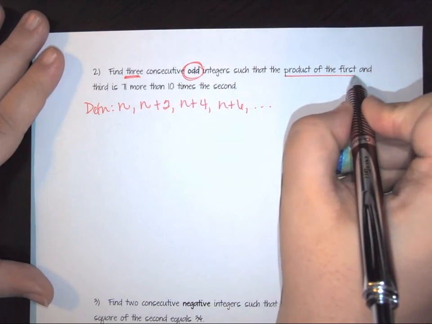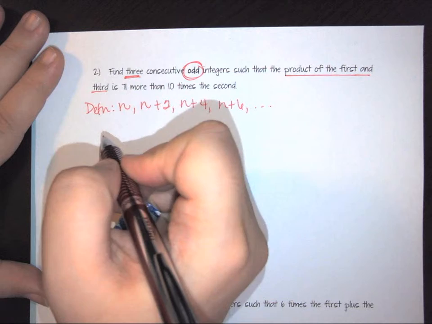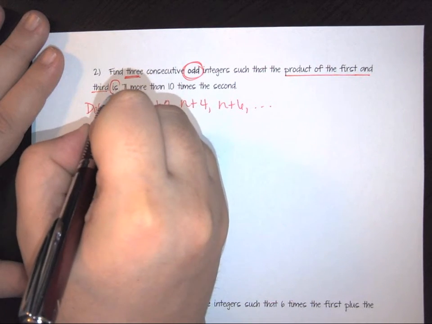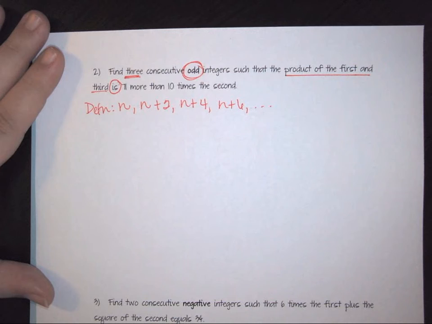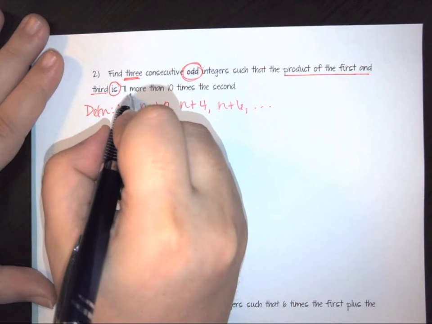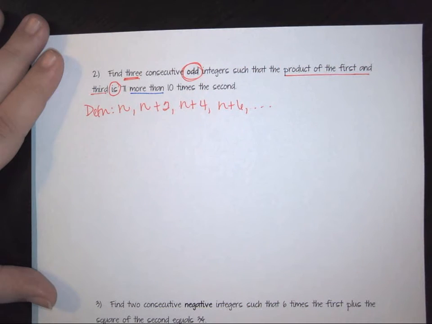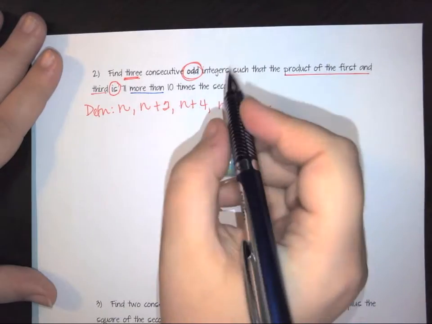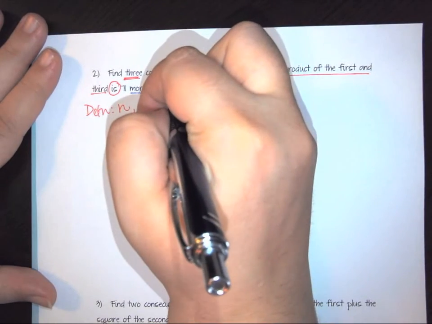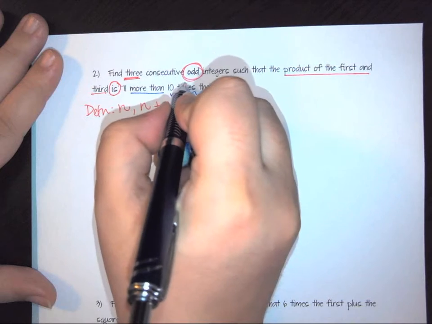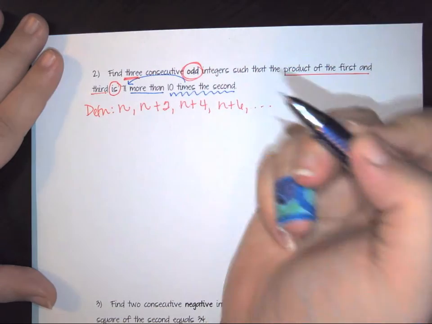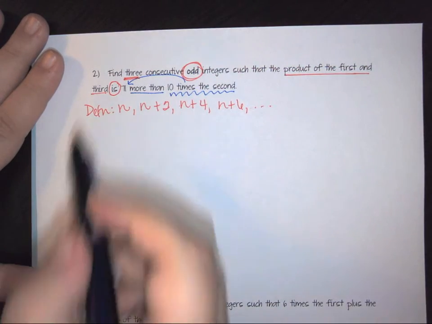The product of the first and third would be your equal sign. And then I have more than, which is that turnaround phrase, which says the second part here, 10 times the second, has to go first in reference to that 71.